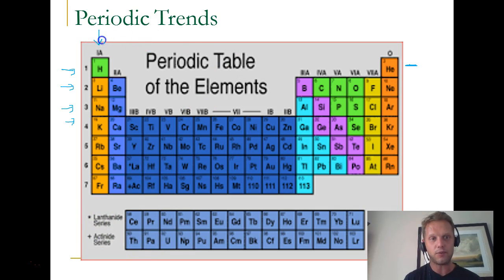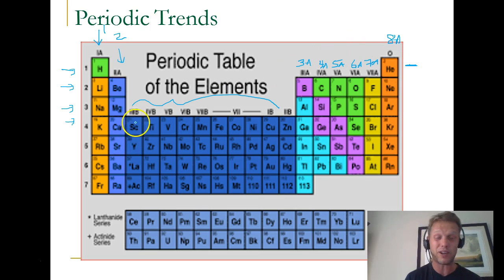Up and down, we have groups. This is group 1. This is group 2. I don't want you to worry about any of these guys right now, but we skip all these guys, and we call this group 3, 4, 5, 6, 7, 8. Sometimes they'll even put an A beside here: 4A, 5A, 6A, 7A, 8A, and I'll explain to you why later. We're not so concerned right now about that.